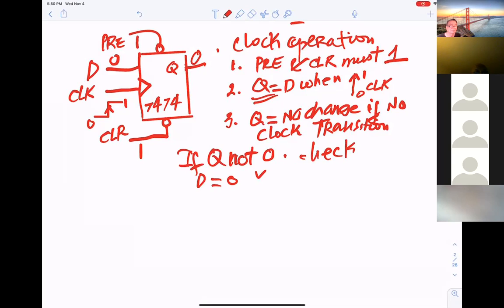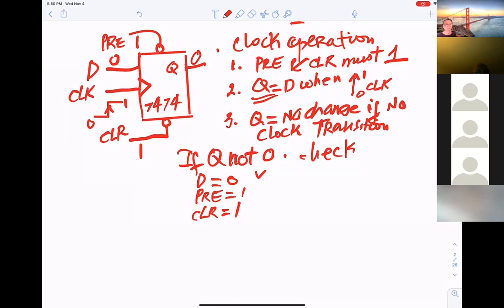Make sure clear is 1 and preset is 1. Okay, you can say. Next one. Preset equal 1. Clear equal 1. Good. What next?